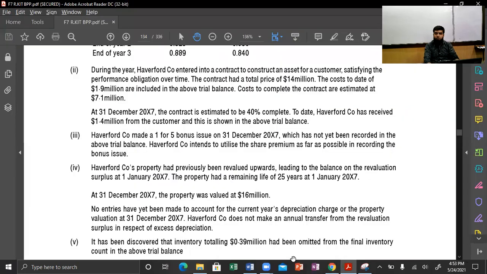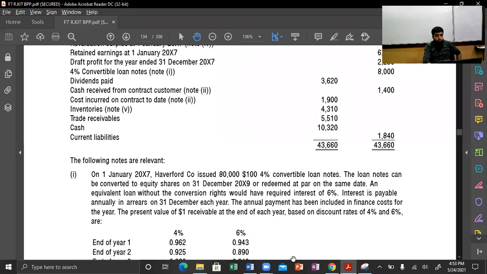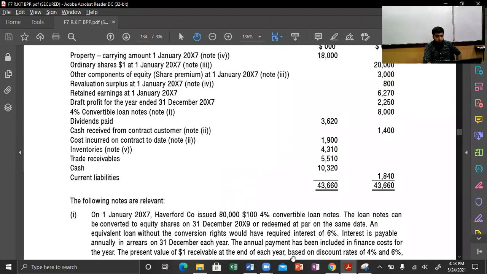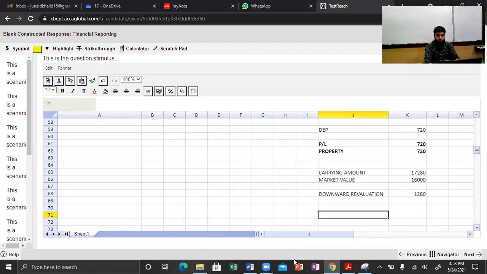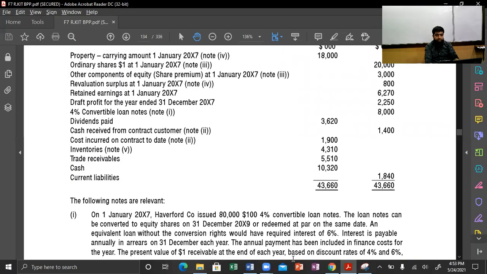Now, what are we going to do? Just recall IAS 16. Is there any previous revaluation surplus? Yes, we do have some previous revaluation surplus, and that is for 800. So what are we going to do? That is the downward revaluation. So how are we going to account for this one? First of all, we need to reduce the revaluation surplus to the extent there is a previous revaluation, and that is around 800.